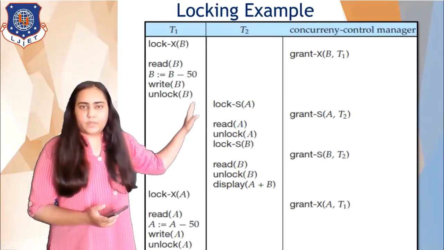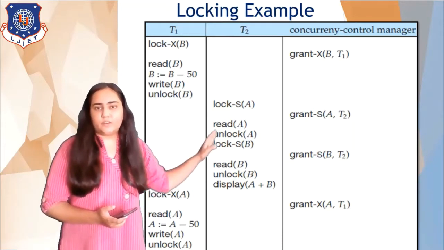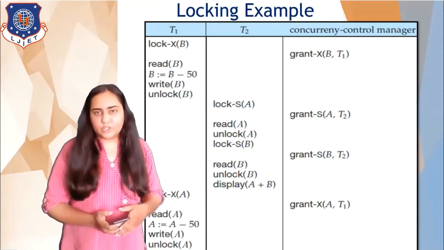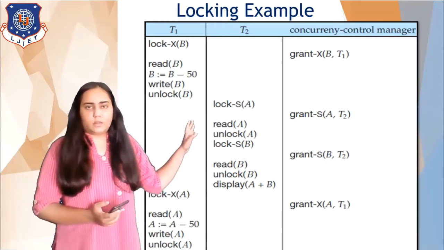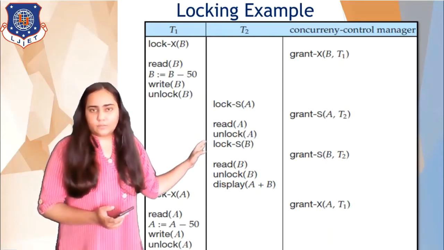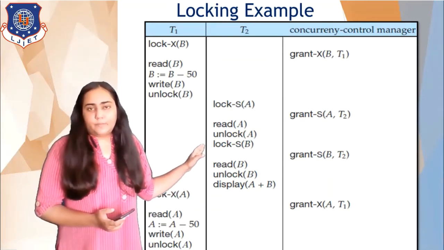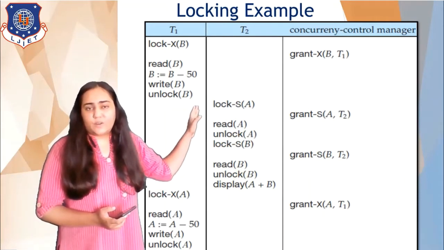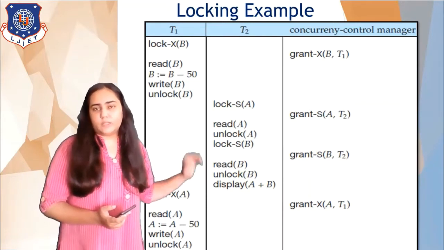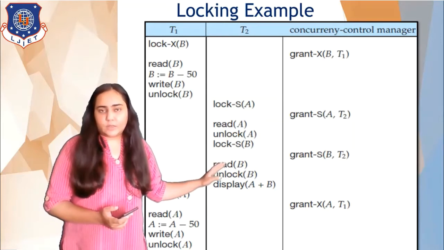transaction T2, and that T2 is first obtaining a shared lock on A, which is once again granted by the concurrency control manager after performing all the compatibility checks. And then the transaction T2 will read data item A, unlock that data item, and then obtain a shared lock on B. Now, at this point, T1 has already unlocked B. So there is no point in waiting for T1 because it has unlocked. And so the concurrency control manager will give access to that lock.